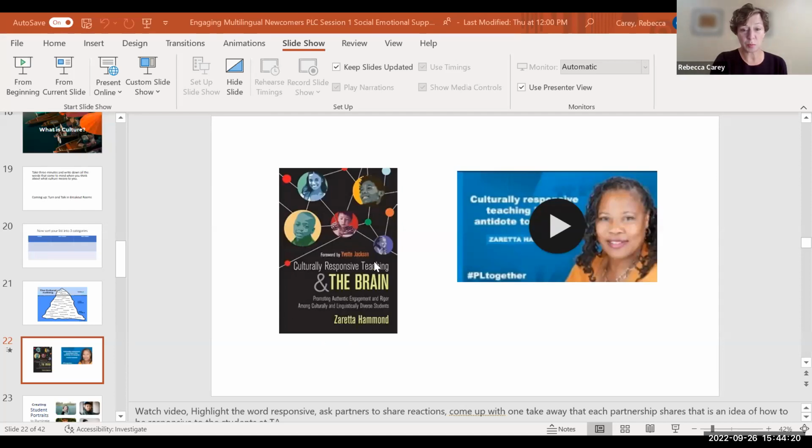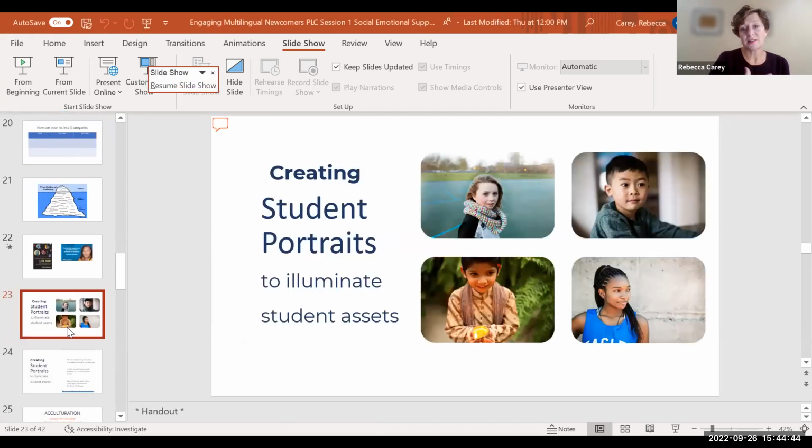This is Zaretta's book here. If you haven't had a chance to look at it, it's really interesting and key information about working with students who are culturally diverse and engaging ourselves in culturally responsive instruction and planning. So we're going to move on to the next section, which is creating student portraits. This is a big thing that WIDA talks about in a lot of their professional learning right now.